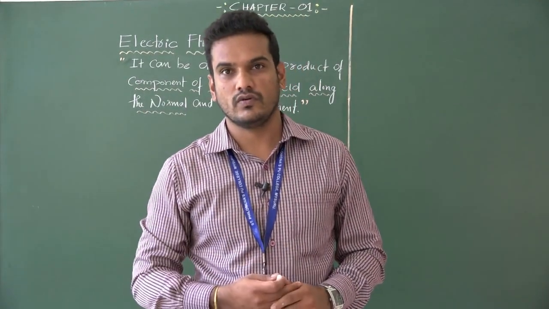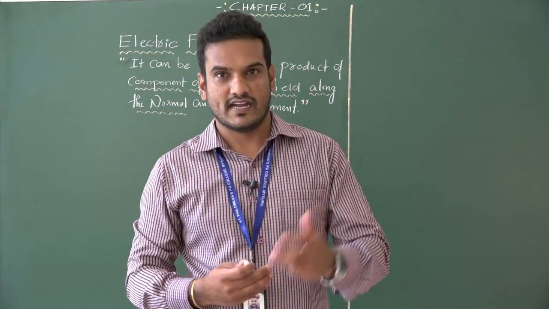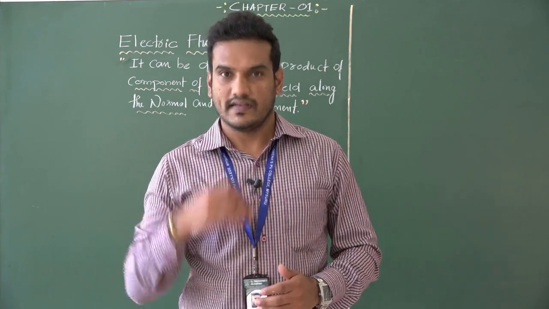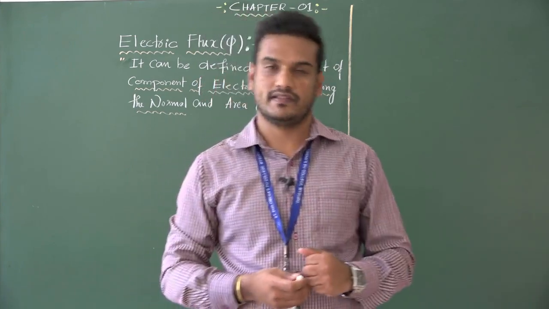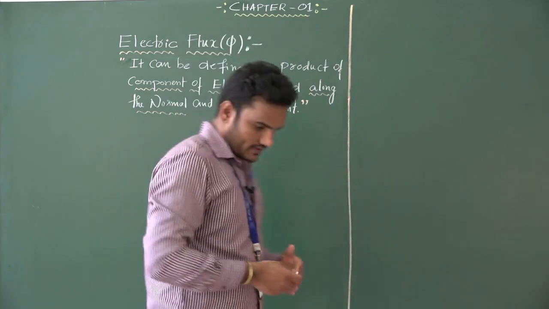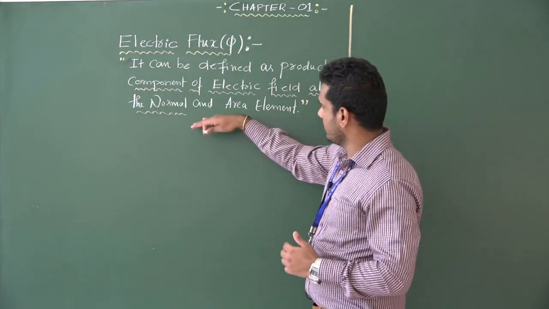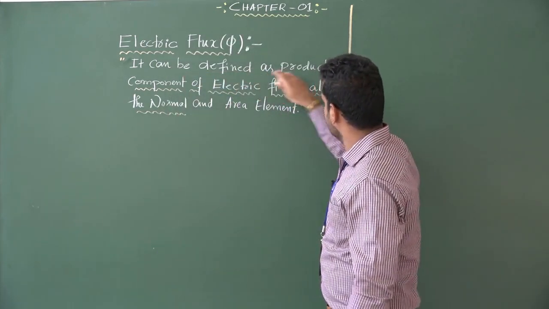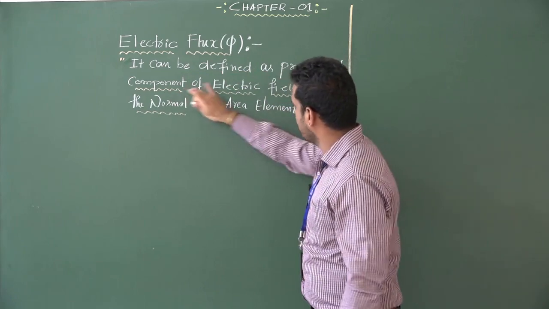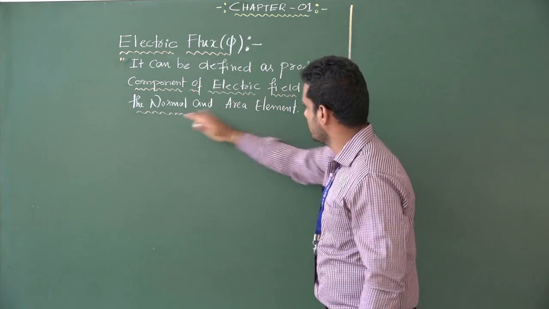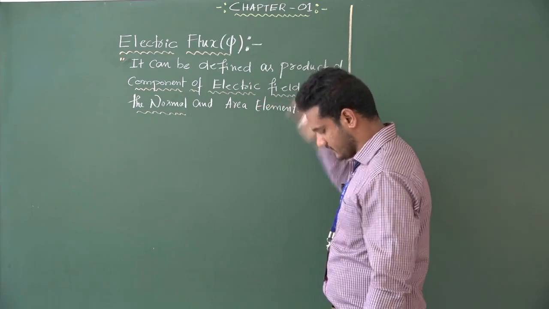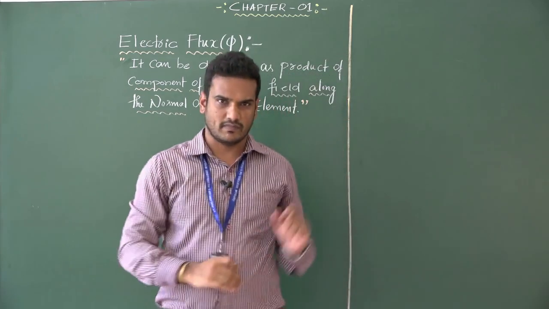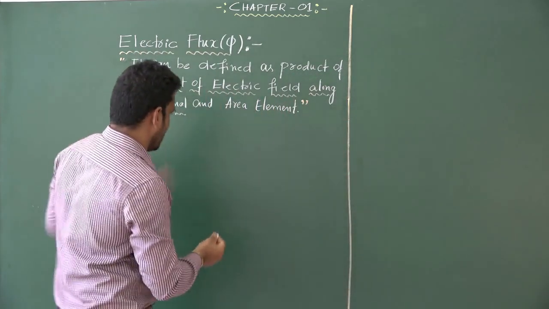We have one more method to understand electric flux. Let us discuss that method also. According to that method, look at the statement. It can be defined as the product of the component of electric field along the normal and the area vector. So by using this statement, I am going to explain electric flux now.